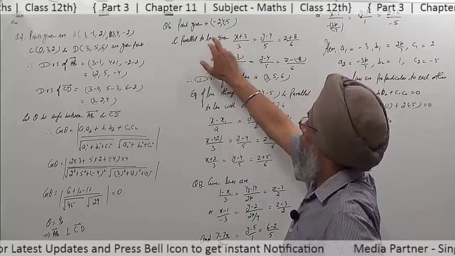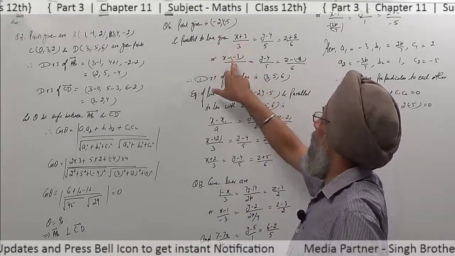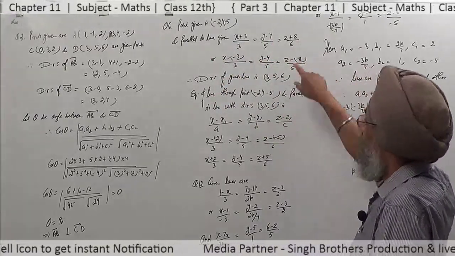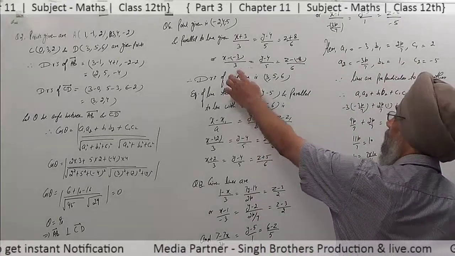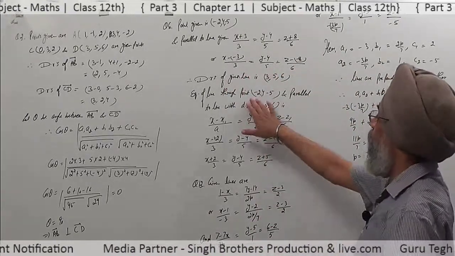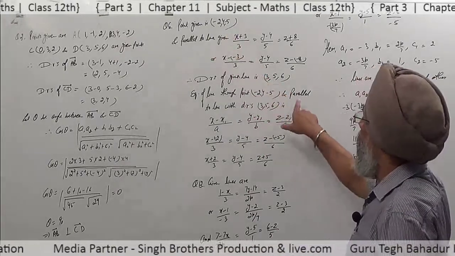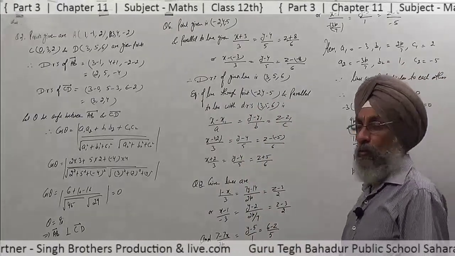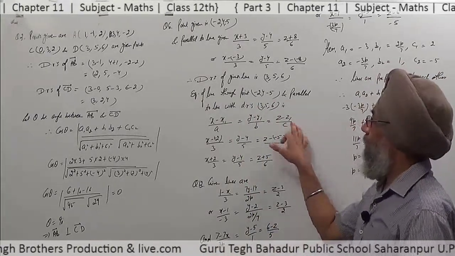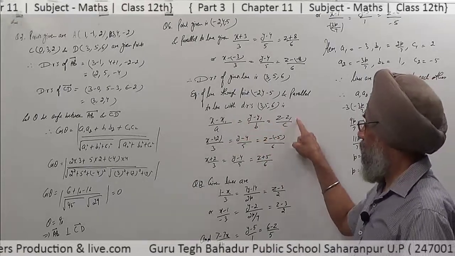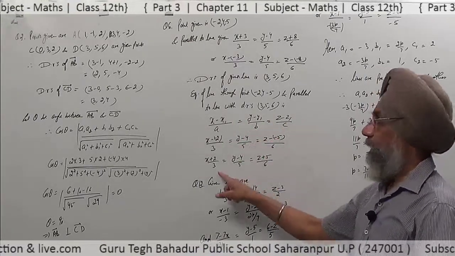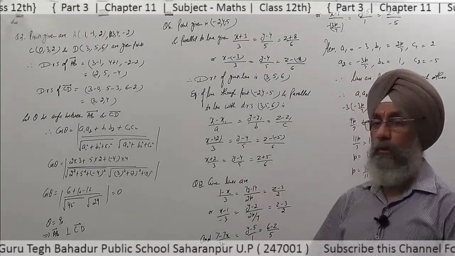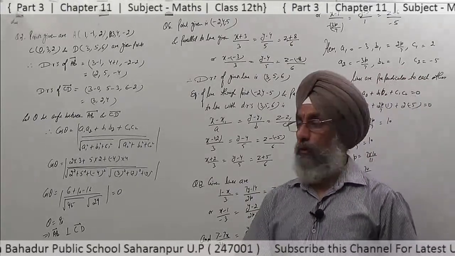So first of all, we are converting them in the form of (x minus x1) upon a, (y minus y1) upon b, (z minus z1) upon c. Now we can say here the direction ratios of the given line are 3, 5 and 6. So the equation of the line through the point (-2, 4, -5) parallel to the line whose direction ratios are 3, 5, 6 is given by (x minus x1) upon a, (y minus y1) upon b and (z minus z1) upon c. Placing the values of x1, y1, z1 and a, b, c here, we get (x plus 2) upon 3, (y minus 4) upon 5 and (z plus 5) upon 6. That is the required equation of the line.